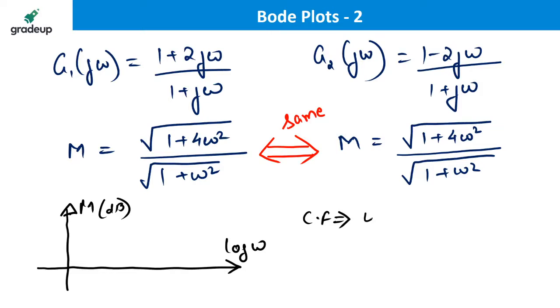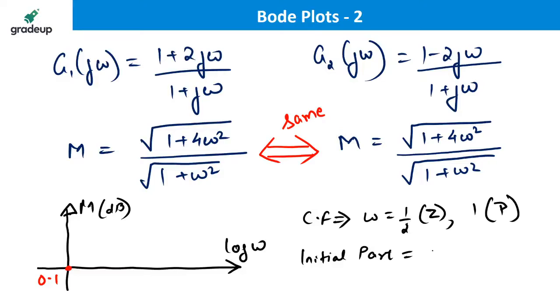The corner frequencies are omega equal to 1 by 2 and 1. This 1 by 2 is due to the 0 and the 1 is due to the pole. I've written it like this: 1 by 2 is due to the 0, 1 is due to the pole. So just see my Bode plot. Approximately, 0.1 is my starting frequency, less than 1 by 2 and 1.